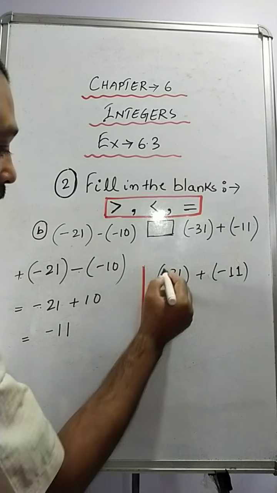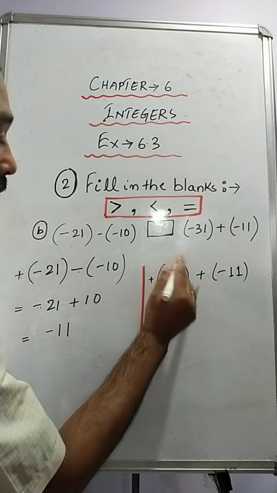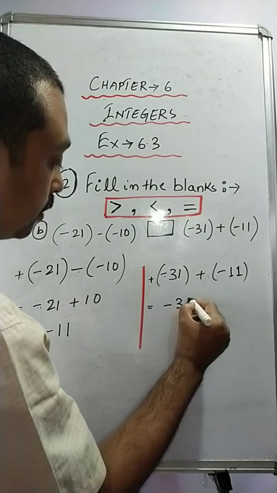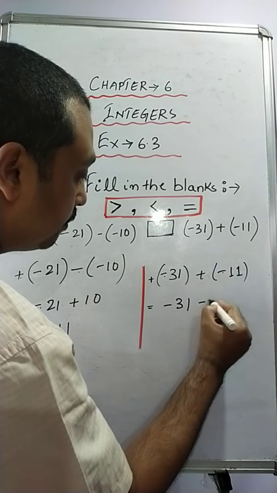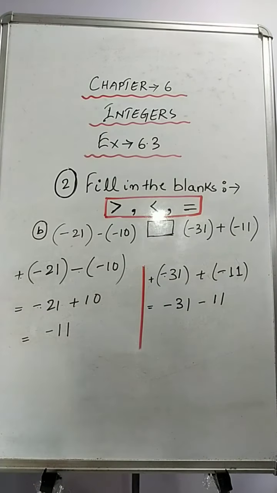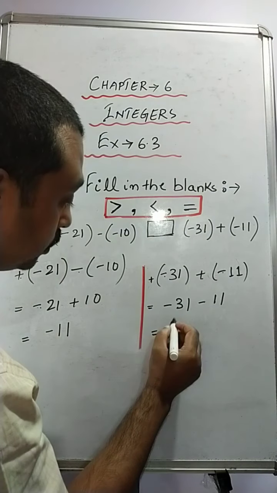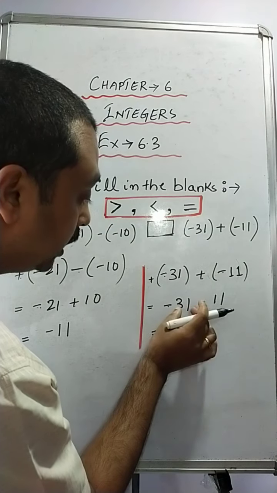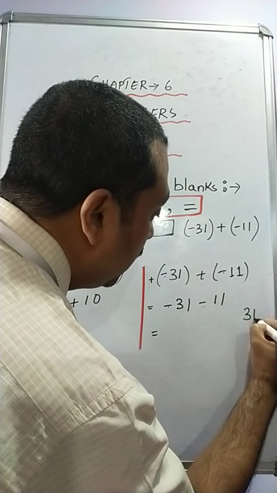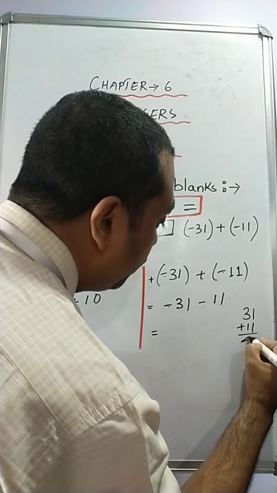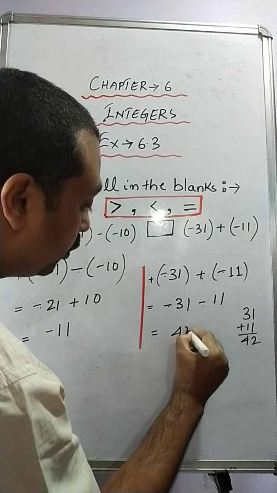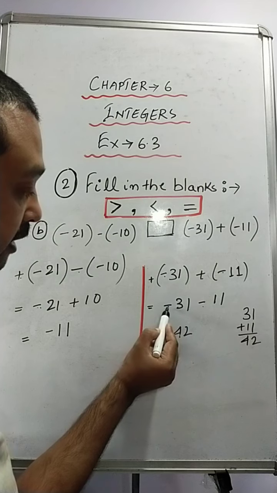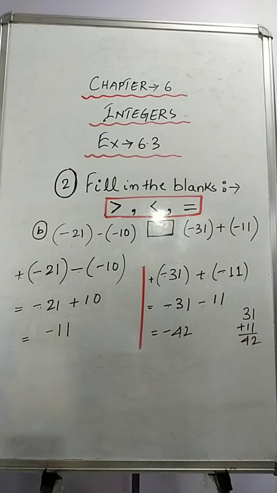Now let's open the bracket. Again we have plus sign outside the bracket. So plus minus is minus 31 plus minus 11. Fine. So now what we have to do? Minus plus minus, so we have to add. So 31 plus 11, 42. So we'll write 42, and which sign we'll put? Which number is greater? 31, it is carrying what sign? Minus. So we'll put minus sign.